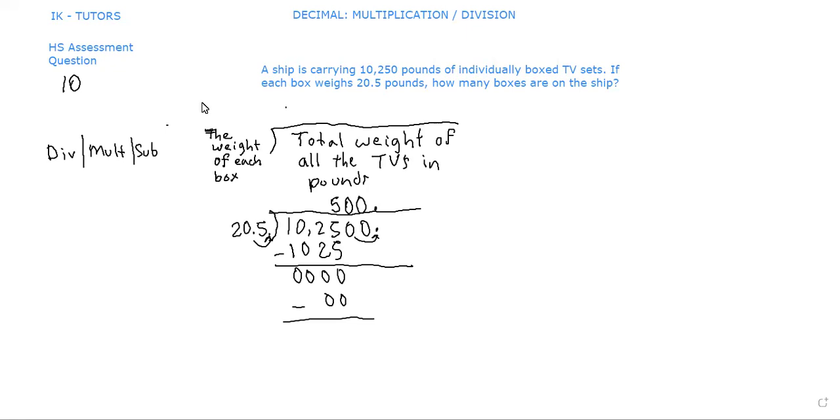We're doing high school assessment question number 10, and we're in the section of decimals, multiplication, division. Right, so let's get into it.